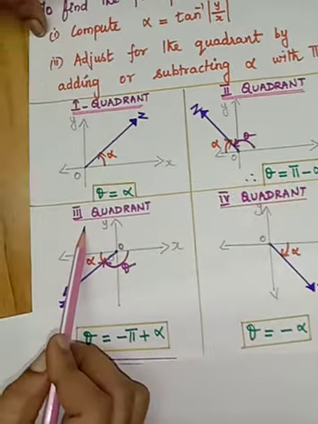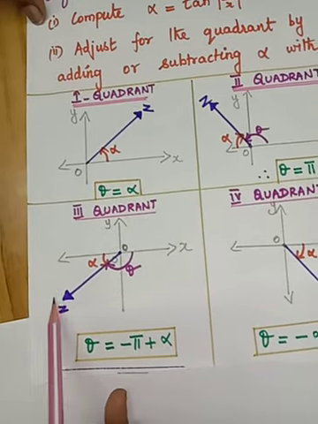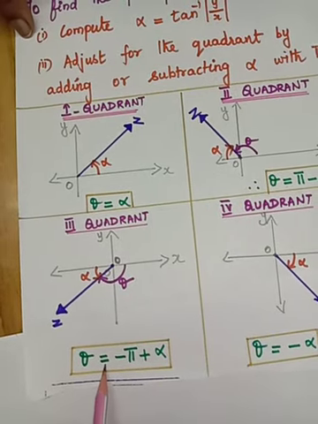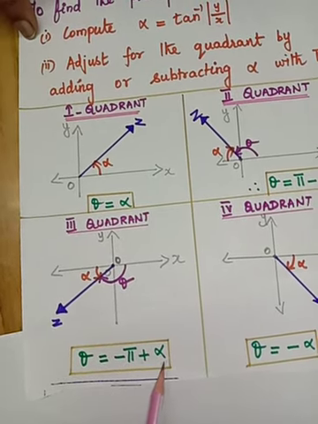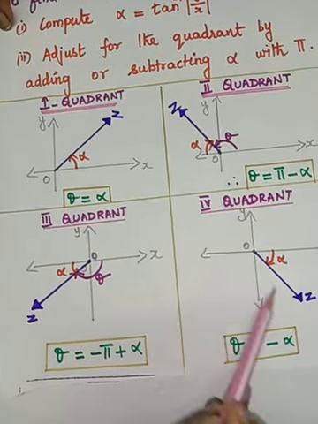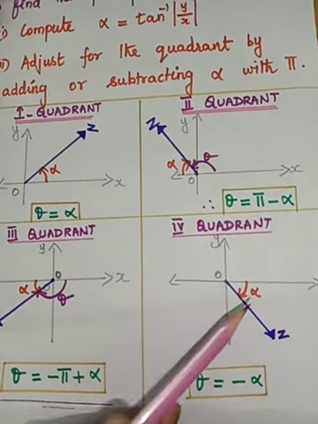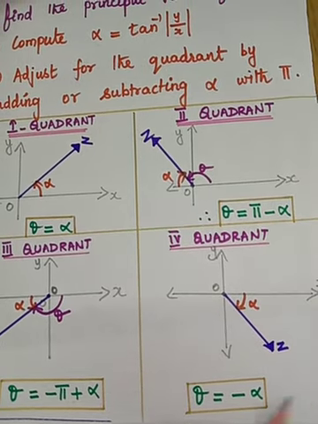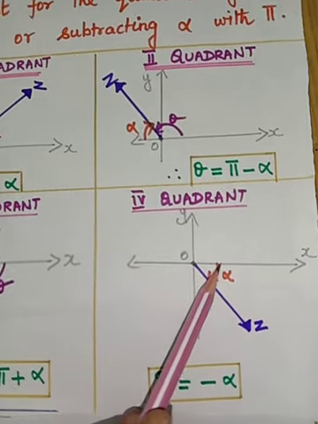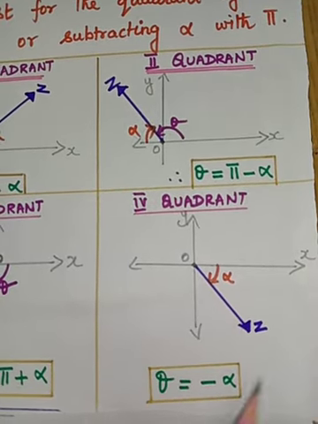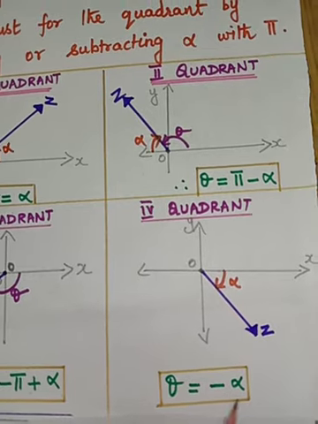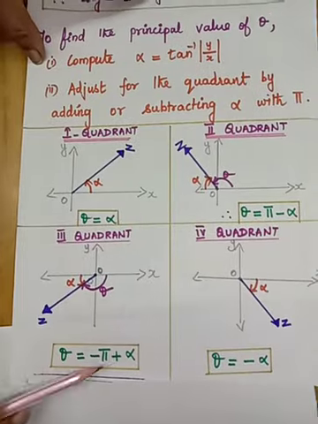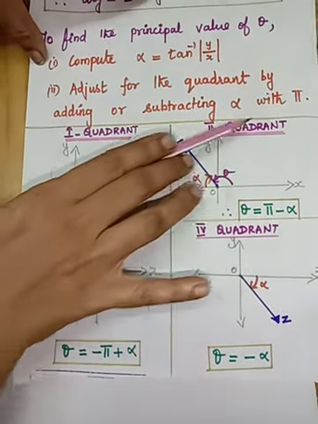Come to the third quadrant. Your complex number lies in the third quadrant. The argument, that is the principal value of theta, can be written as minus pi plus alpha. If your complex number lies in the fourth quadrant, this is your alpha. Here your theta is equal to minus alpha, because alpha is in the clockwise direction. So theta is equal to minus alpha. This is according to the quadrant, you have to add or subtract alpha with pi.